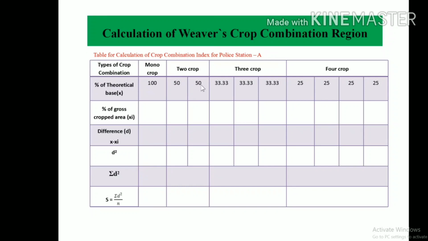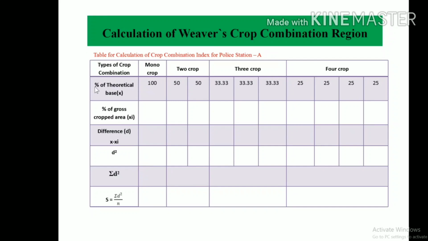For three crop, the percentage for each crop is 33.33, and for four crop, the percentage is 25. And you have to make the column on the basis of number of crops. The percentage of gross cropped area, that is Xi, is actually the percentage of each crop that are given in the question. One thing to be remembered here is that the crop which has higher percentage of gross cropped area is to be put on first.